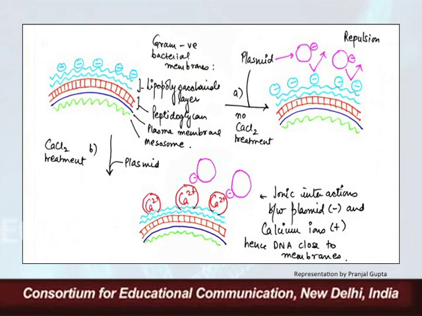When the plasmid is added, these plasmids are repulsed by this negatively charged lipopolysaccharide layer, because we know that DNA is also negatively charged. So they will be repelled. The first thing is to make the DNA come into the proximity of the cell membrane. Only then can the bacteria take up the DNA. To do this, if you give a calcium chloride treatment, the calcium ions are going to make a layer around this lipopolysaccharide layer.